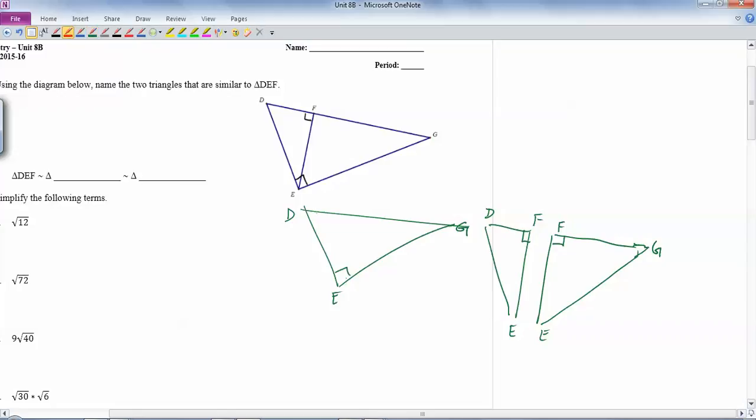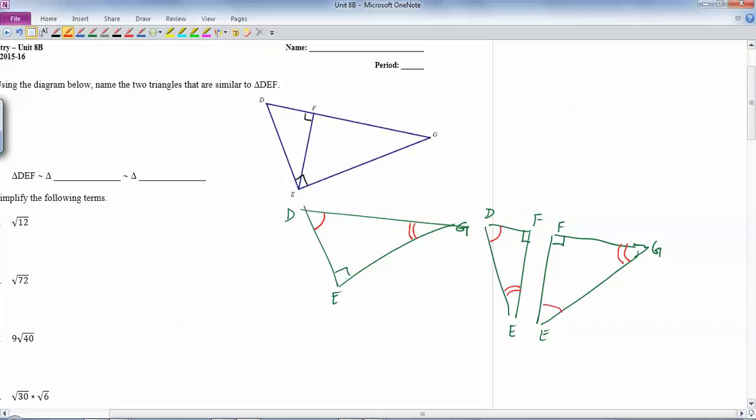And then if I go back to the big one, and I mark one of the angles with a curve and the other one with two curves, then, well, angle D is reflexive with this angle D right there, and angle G is reflexive with this angle right here. So this triangle has a one curve, a two curve, and a right angle. This one in the middle has a one curve and a right angle, so it's missing two. And then this one is missing a one.